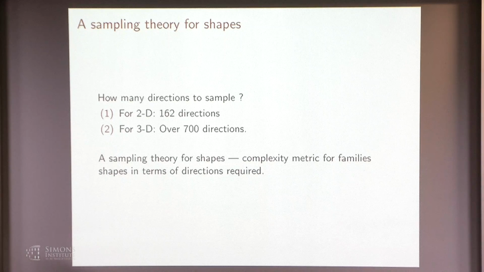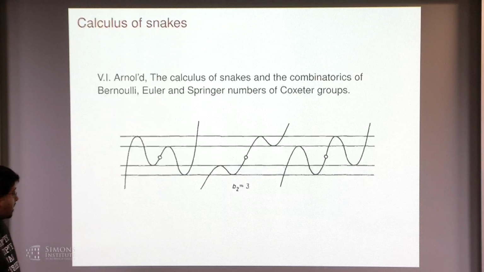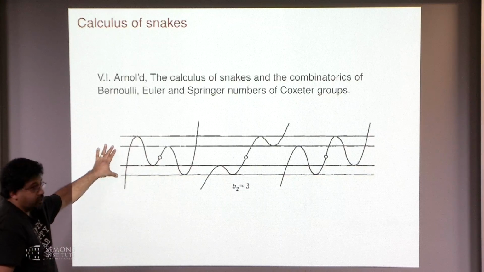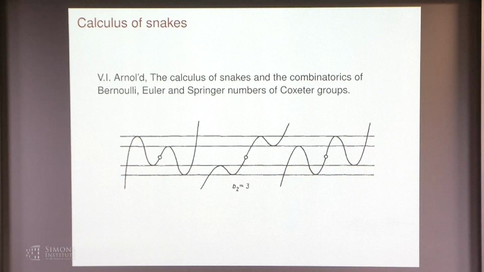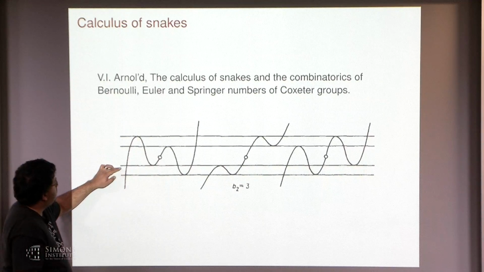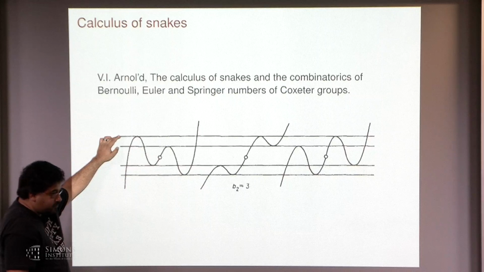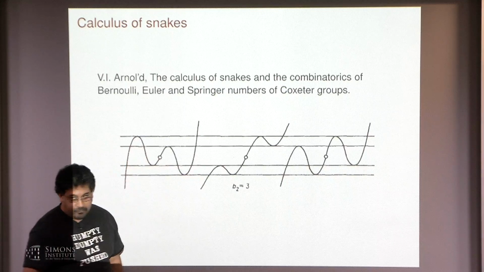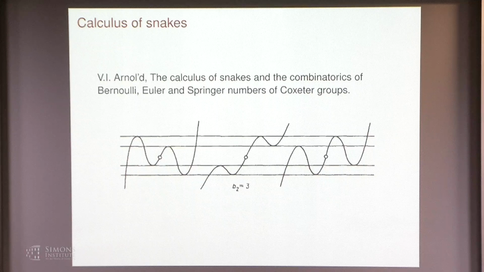And this goes back to actually the title of this talk. How many directions characterize a shape, or a family of shapes? So we want to think about a sampling theory for shapes. What is some notion of a complexity metric for a set of shapes, okay? Great. There's a beautiful paper by Arnold, and he asks the following question. If I tell you where the critical points are of a function, can you tell me how many homologically different functions exist that satisfy having those critical points? And he gives a closed form solution for this, which is amazing.